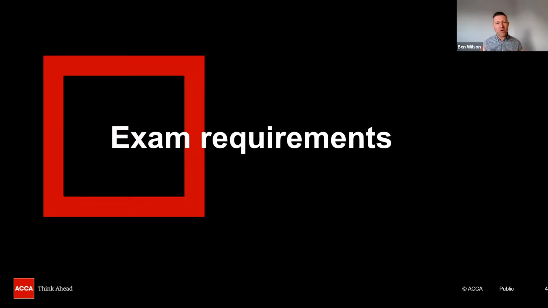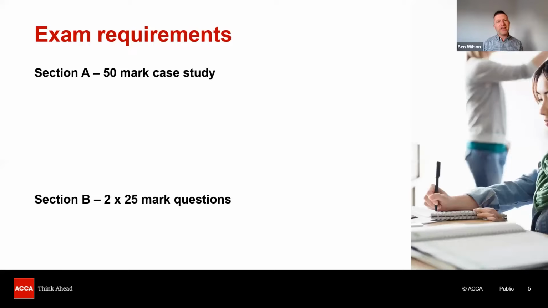So the exam requirements, and you know this already because you've already practiced some past exam papers, haven't you? So the exam is split into two halves. We've got the 50-mark case study question in section A, and then we've got these two 25-mark questions in the second half of the paper in section B.